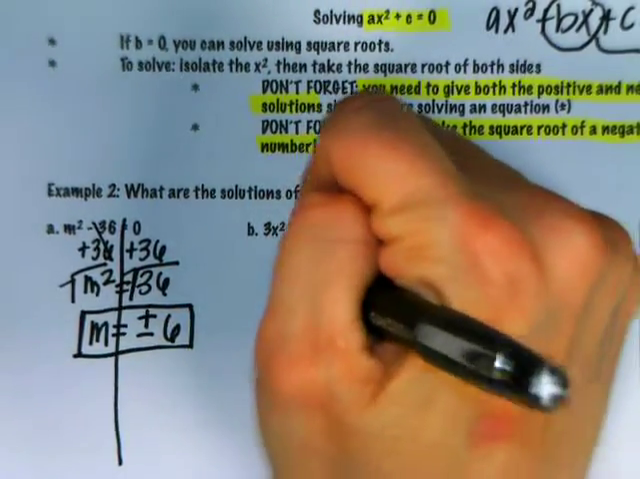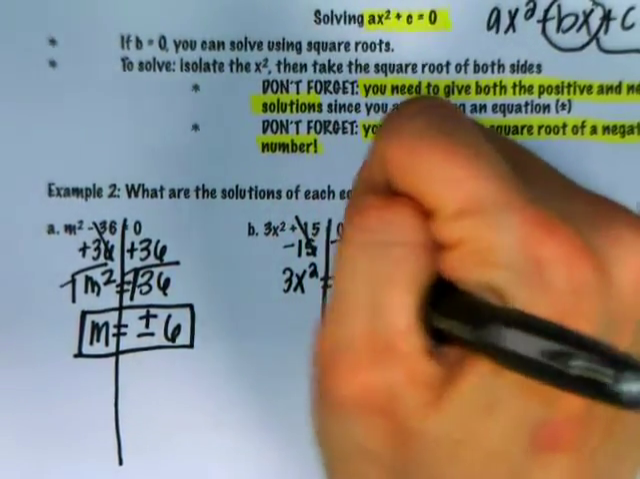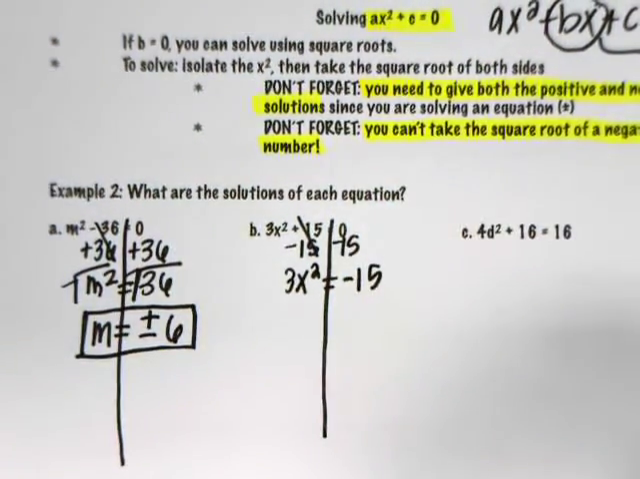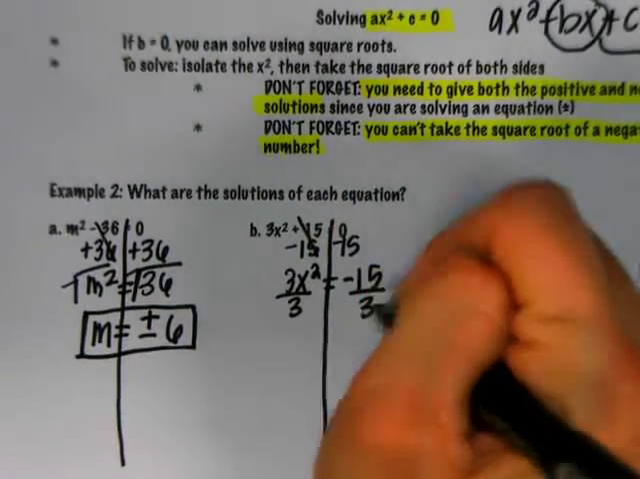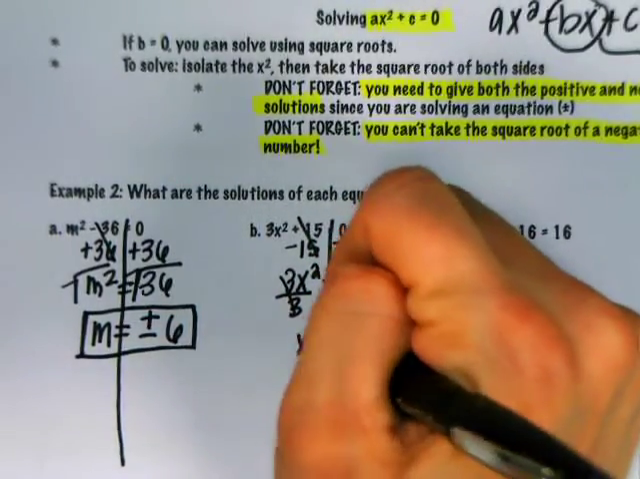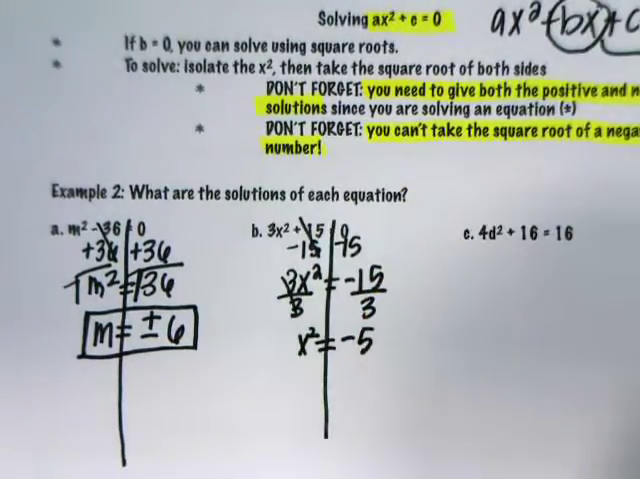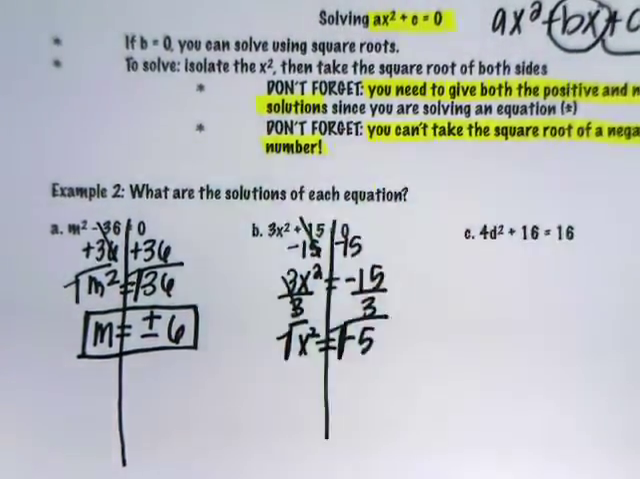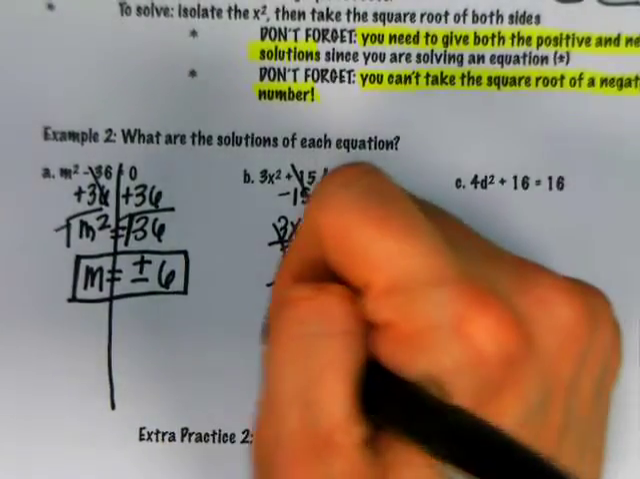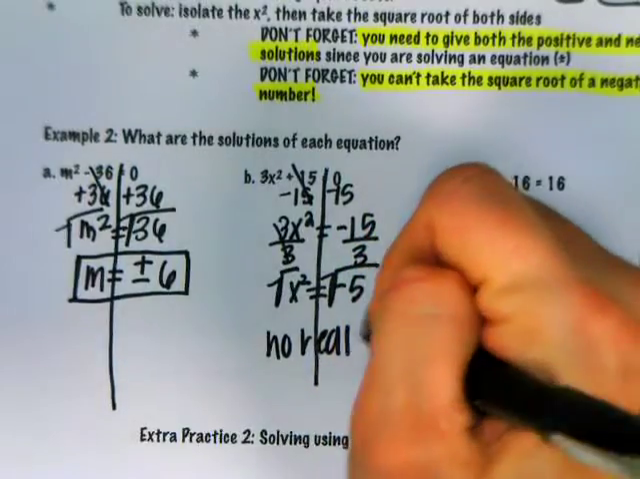So you get 3x squared equals negative 15. Okay, then what? Square root. Not yet. You divide by 3, right? Yep, divide by 3. So x squared equals negative 5. Now you square root. Can I take the square root of a negative? No, so there's going to be no real roots, or no real solutions.